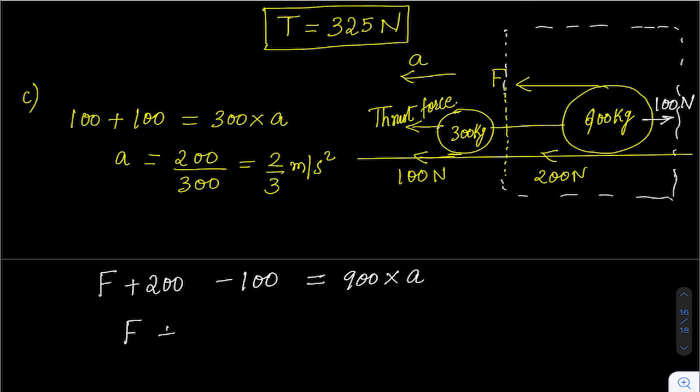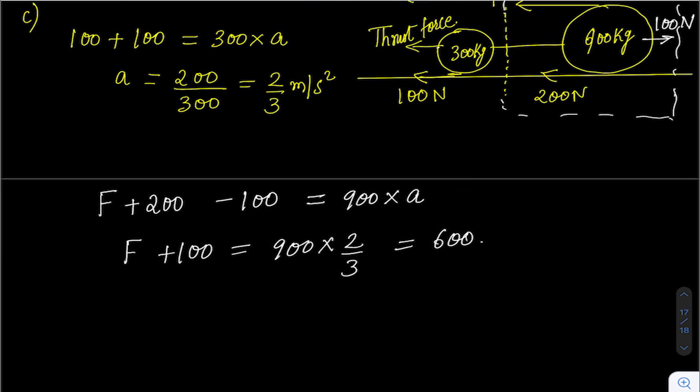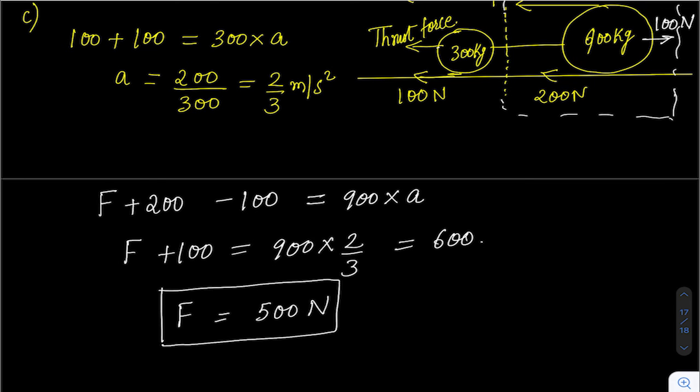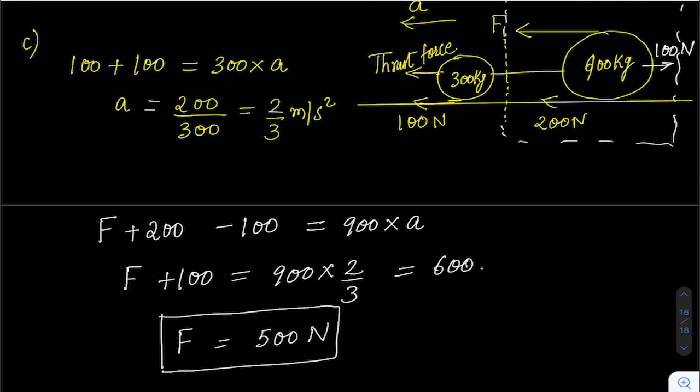So let's substitute the value and see what happens. So F plus 100 is equal to 900 into 2/3. So this will come out to be 600, and my F is coming out to be 500 newtons. So when you apply the brakes, a force of 500 newtons will act in the backward direction, which will help you decelerate, and ultimately you will come to a stop before the red light.